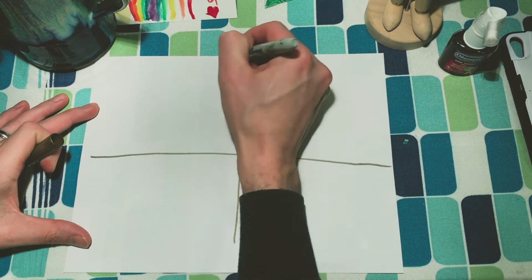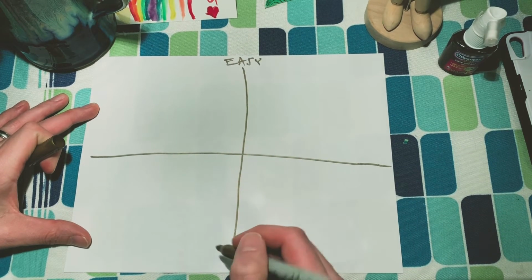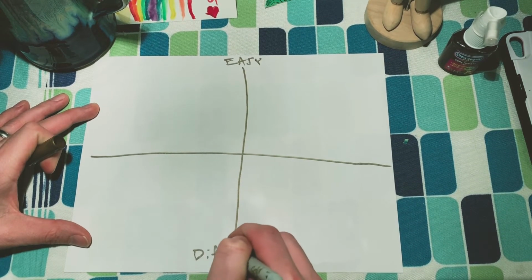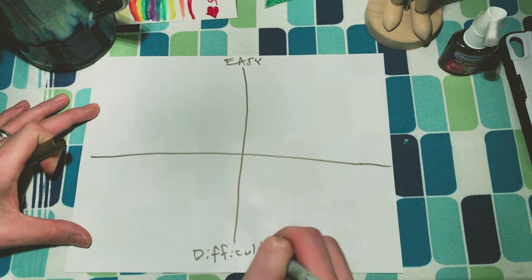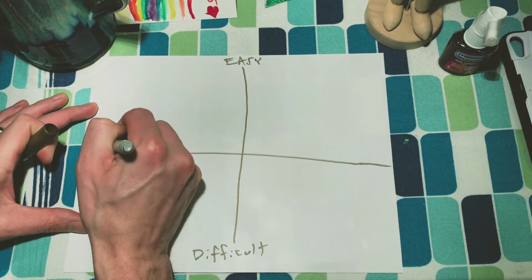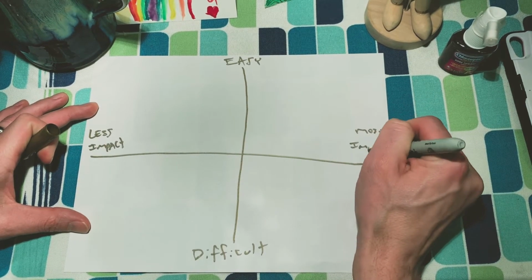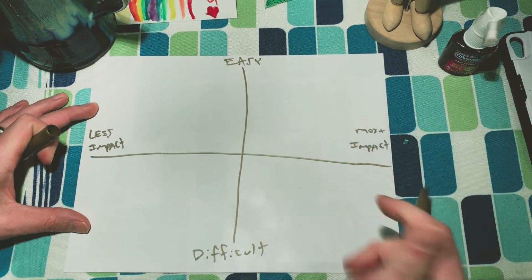So having all this stuff mapped out, it just feels like, okay, where do I even start? So you'll see here that at the top I have the word easy, and then at the bottom I have the word difficult. Now on the far left you'll see the words less impact, and then on the far right you'll see the words more impact. So the thing that we're looking for here is what is going to be the easiest to execute, but also have the most impact on your creative business.